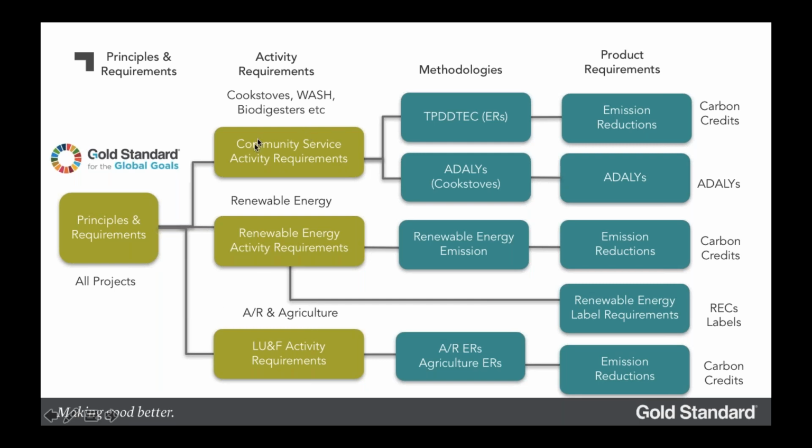And then just taking, say, the cook stoves example here. So you would follow the principles and requirements, the community service requirements, and then you'd have a range of methodologies and potentially products available to you. So right now for cook stoves, we have our existing emissions reduction methodology and the product requirements for carbon credits. And we also have an ADALIES methodology, and you can issue ADALIES through that route. And you can stack those things as well. So if you want VERs and ADALIES from your project, that's totally acceptable.